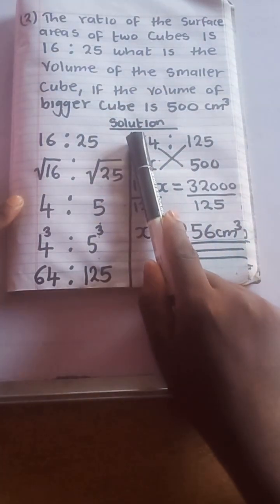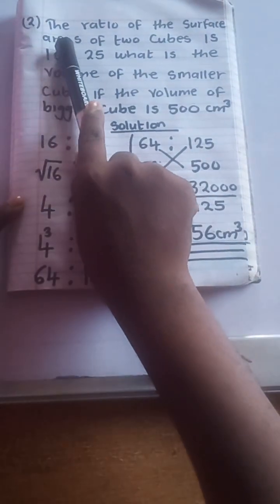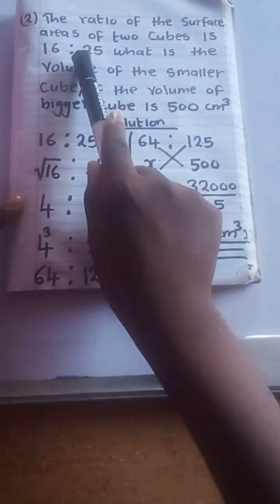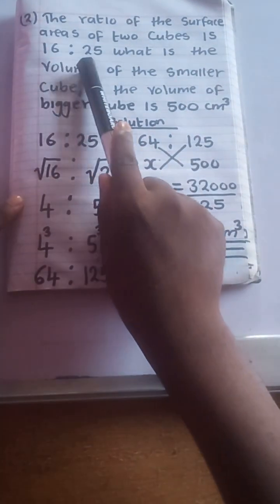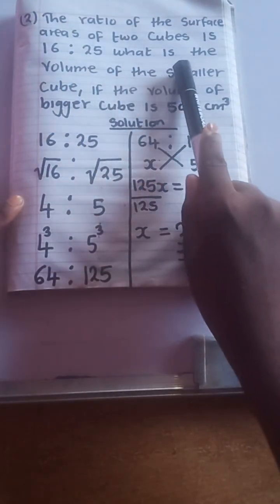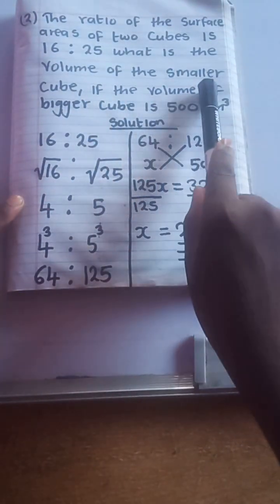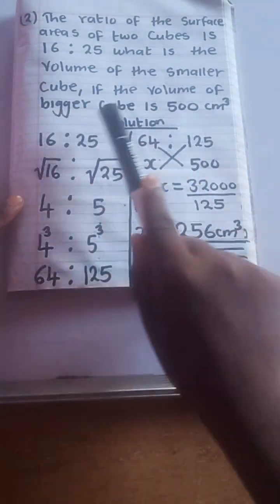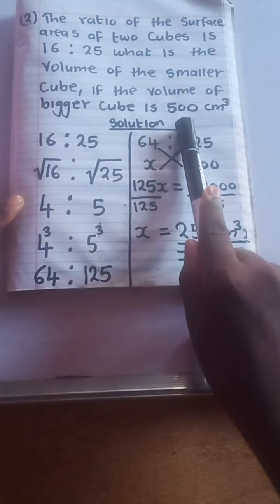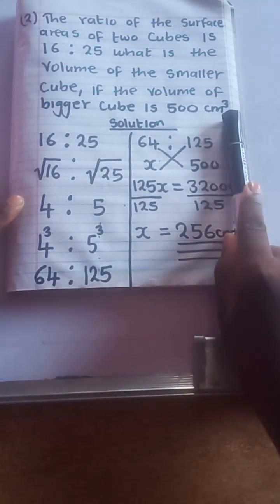Let me read back the question again. The ratio of the surface areas of two cubes is 16 to 25. What is the volume of the smaller cube if the volume of the bigger cube is 500 centimeter cube?